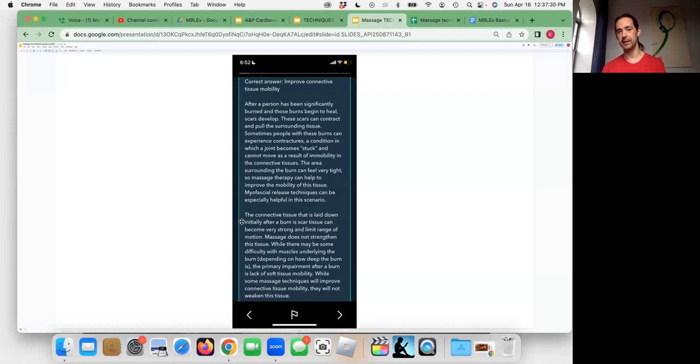The connective tissue that's laid down initially after a burn scar can become very strong and limit the range of motion. Massage does not strengthen this tissue. While there may be some difficulty with muscles underlying the burn, depending on how deep the burn is, the primary impairment after a burn is lack of mobility, lack of soft tissue mobility. While some massage techniques will improve connective tissue mobility, they will not weaken the tissue.